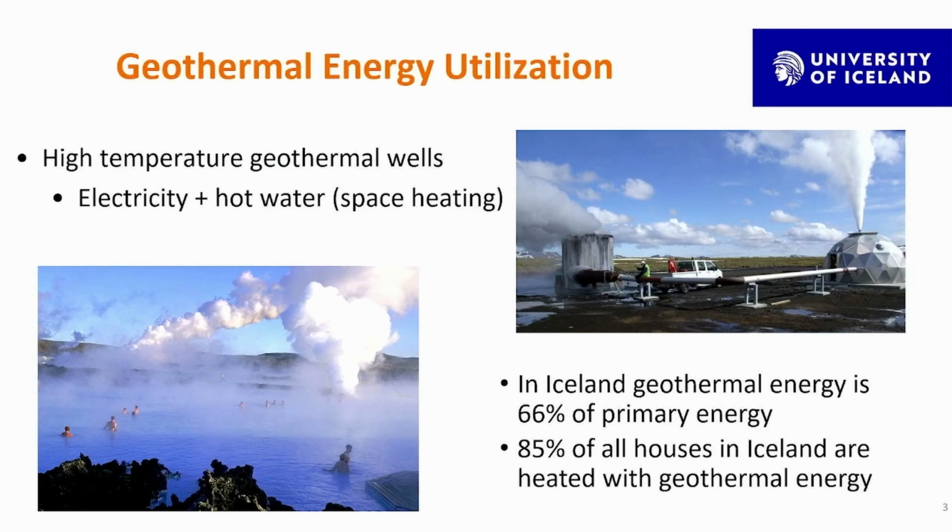geothermal areas. In our high-temperature geothermal areas, we have high-temperature geothermal wells, basically where we have casings cemented, kind of based on the oil and gas industry designs of wells. And in most of these areas, we produce both electricity and hot water, and that is specifically true in Iceland, where we have 66% of our primary energy from geothermal energy, and 85% of all houses are heated with geothermal energy. And we also like our lagoons.